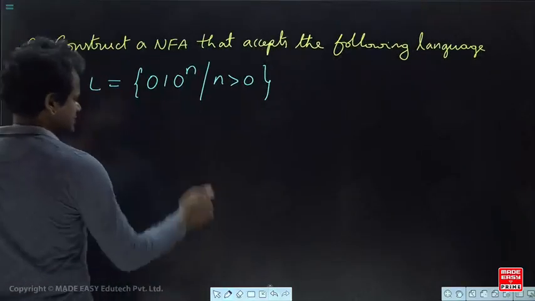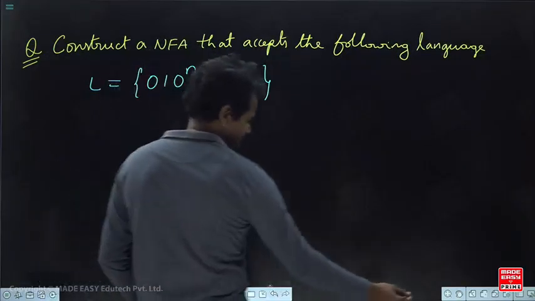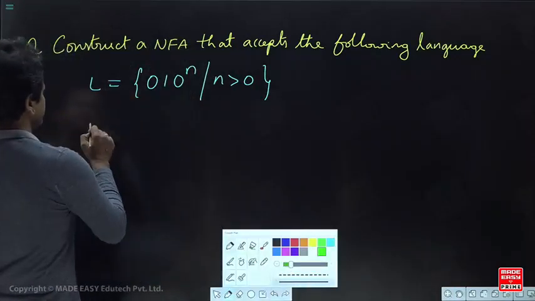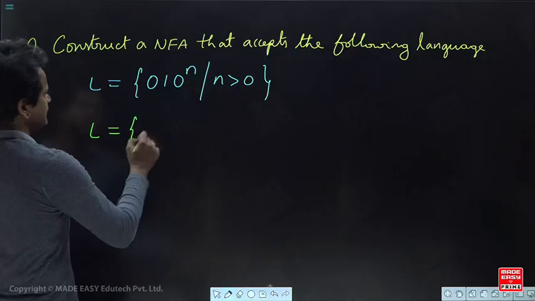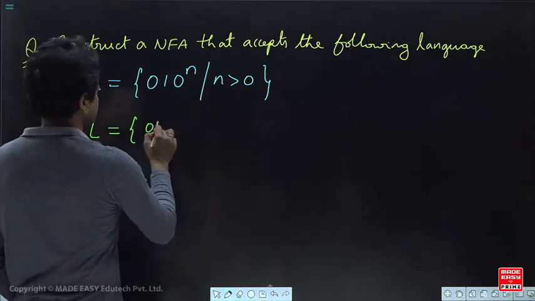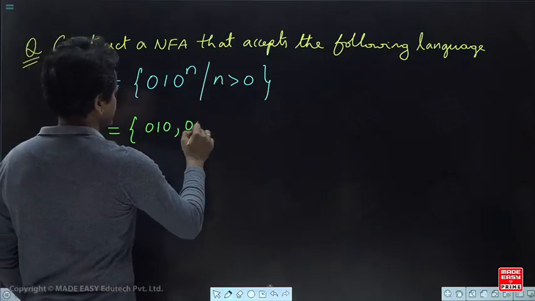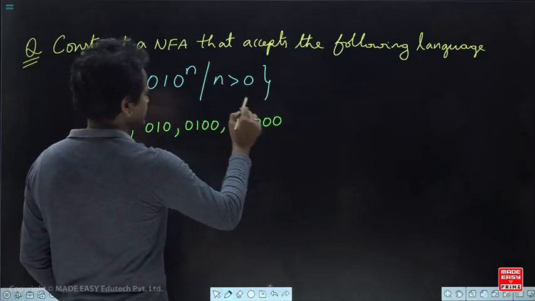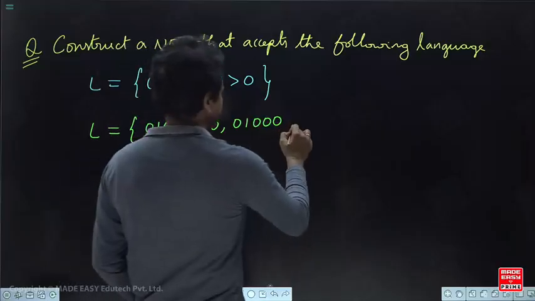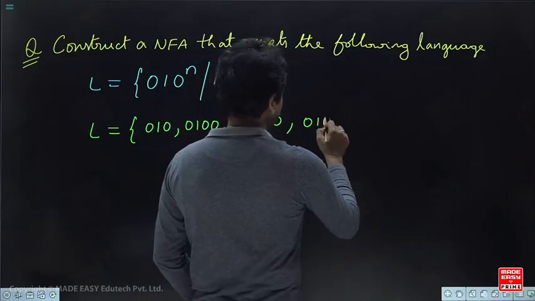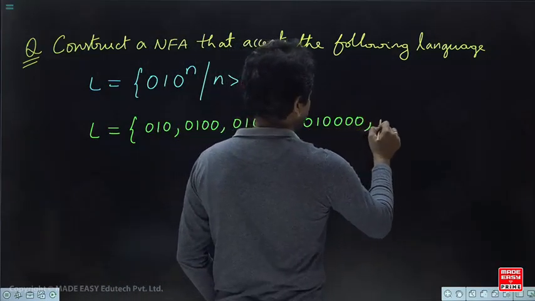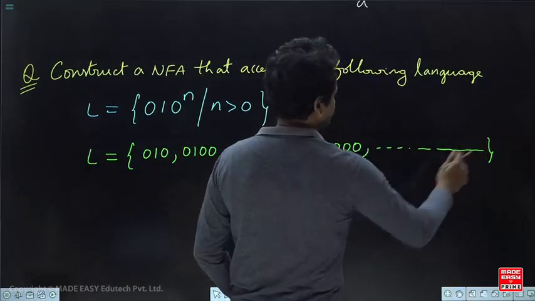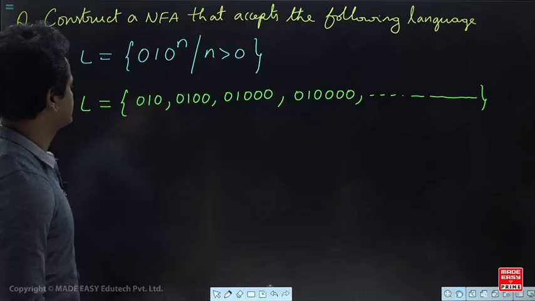Listen, what is the smallest thing here? What is the smallest string? L equal to, the smallest value of n is 1. So 0 1 0, 0 1 0 0, 0 1 0 0 0, because n value 1, n value 2, n value 3, n value 4, 0 1 with 4 zeros, and so on.